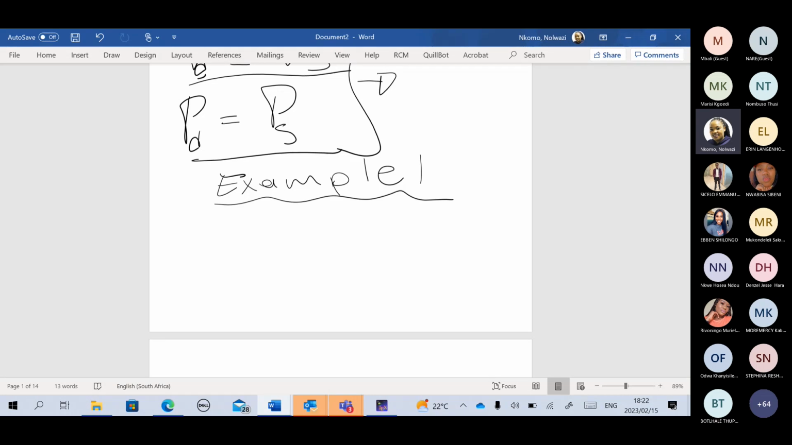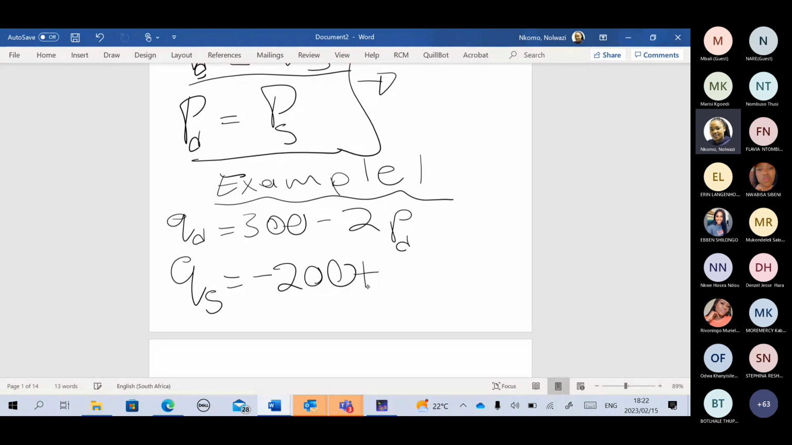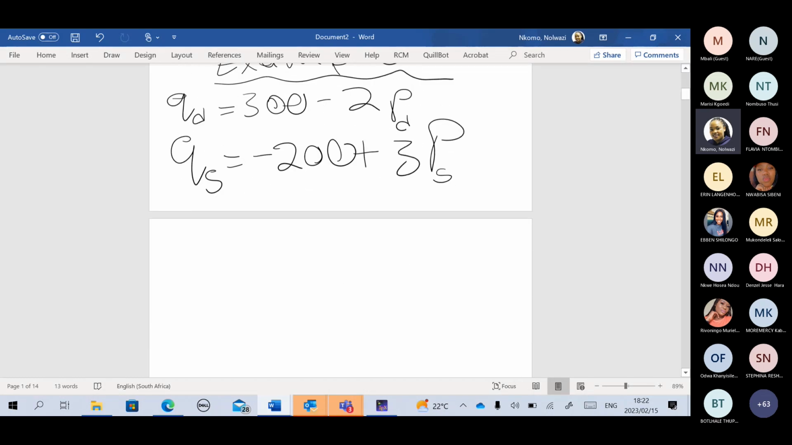Suppose we are asked to find the equilibrium price and the equilibrium quantity, and we're given the demand function, which is 300 minus 2p, and the supply function, which is minus 200 plus 3p. We are asked to find the equilibrium price and the equilibrium quantity.